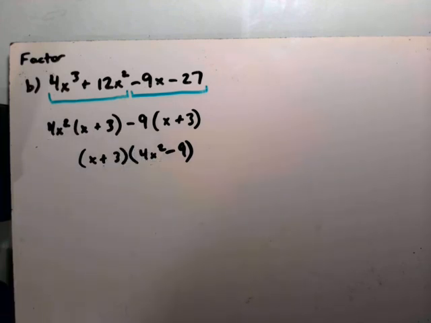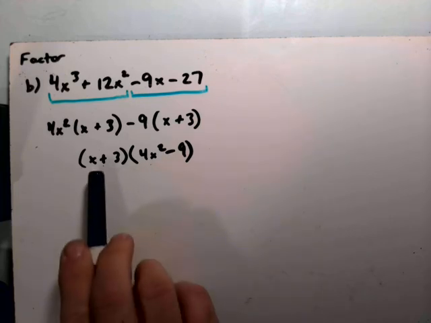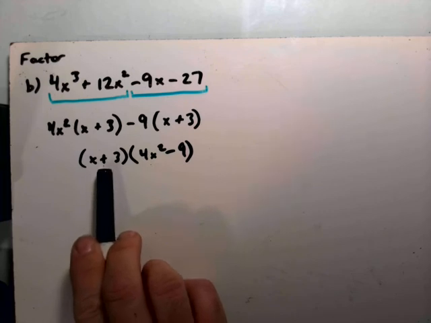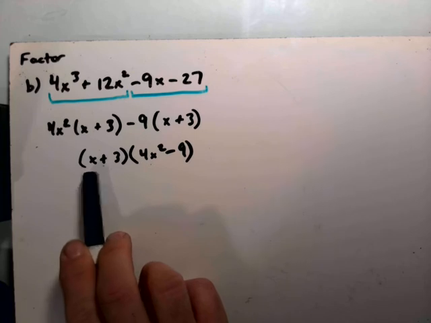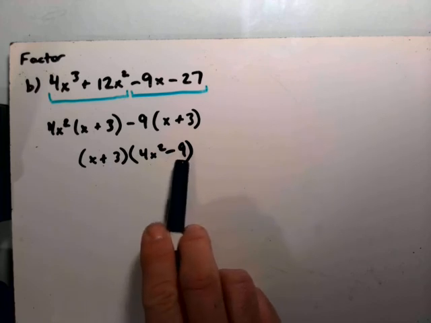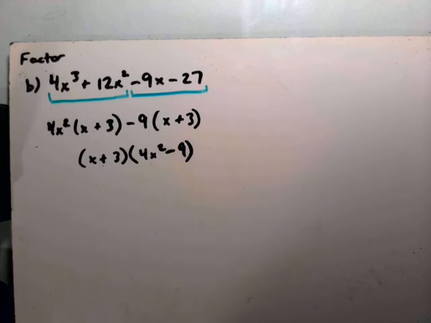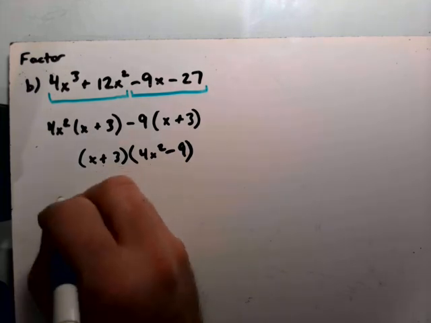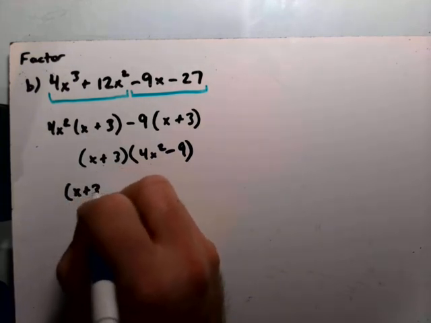Typically, we tend to be done at that step, but there are problems where you can continue to factor these further, so we should check that. X plus 3 is a two-term polynomial. Doesn't fit any of our rules for factoring two terms. 4x squared minus 9 does, though. Both of these are perfect squares, and we have subtraction in between. So using a difference of squares pattern, we will be able to factor that last set of parentheses one more time.